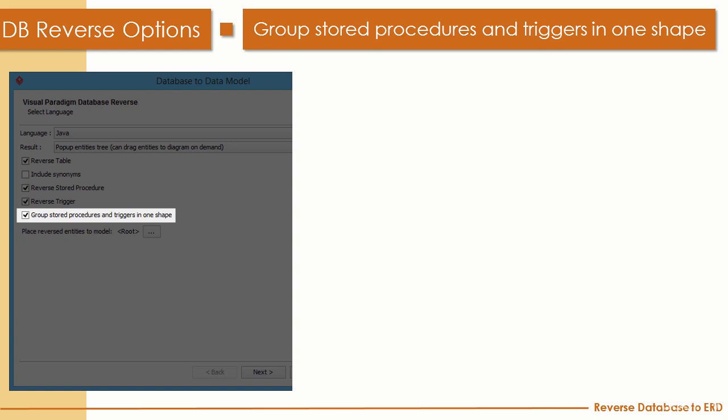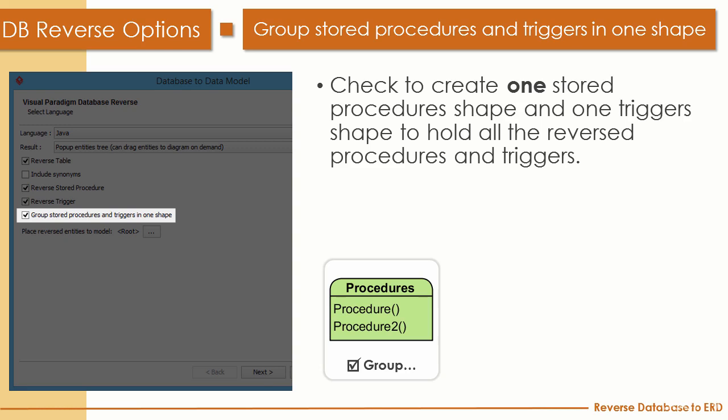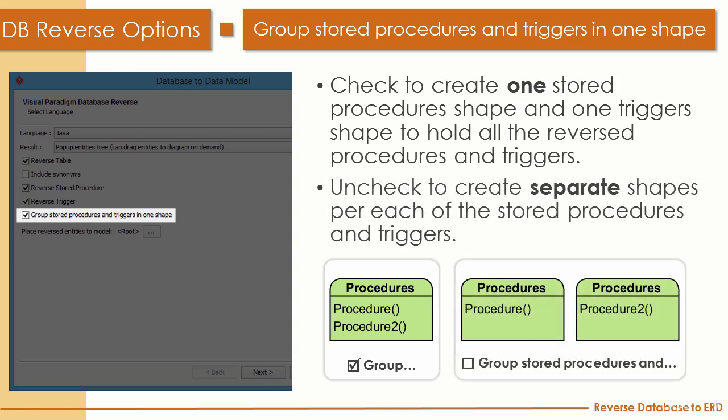This option is about how to treat the stored procedure and the trigger after we reverse. If you tick this box, which is ticked by default, then we will create a procedure shape and put all the procedures inside the single shape. It's just like grouping all the procedures in a single shape, which is easier to manage. Or you can uncheck it, then we will create a shape for each procedure. Then you have plenty of flexibility to drag and drop to everywhere. And this option governs both the procedures and triggers.